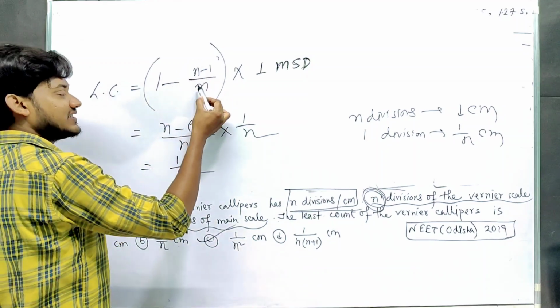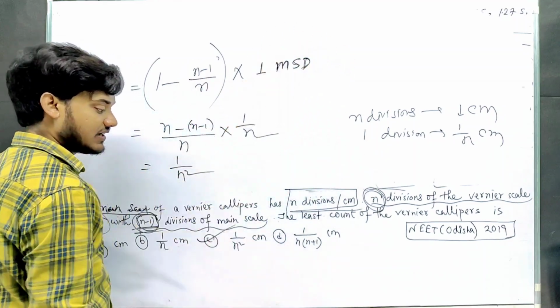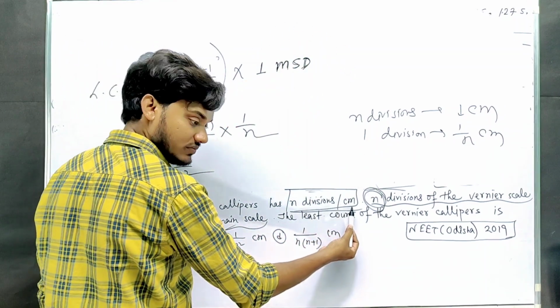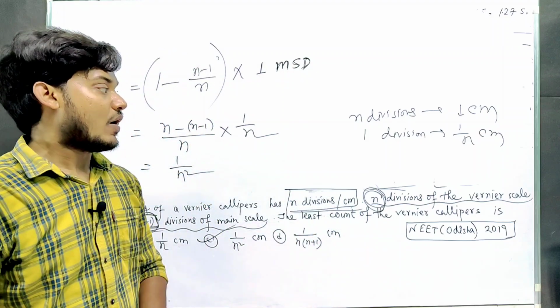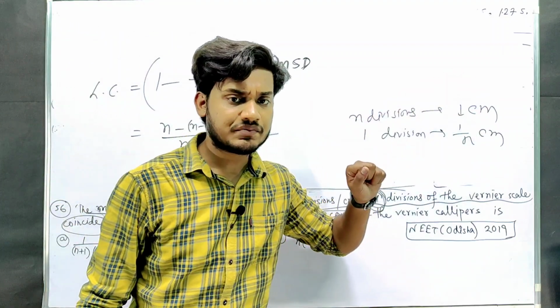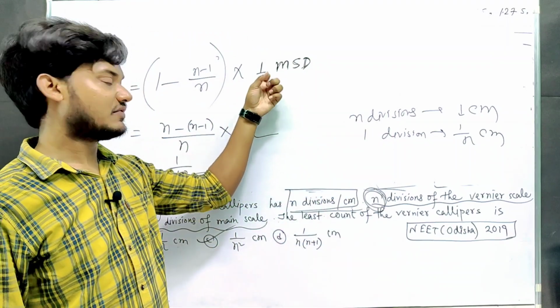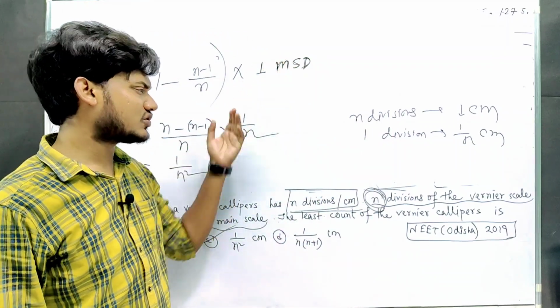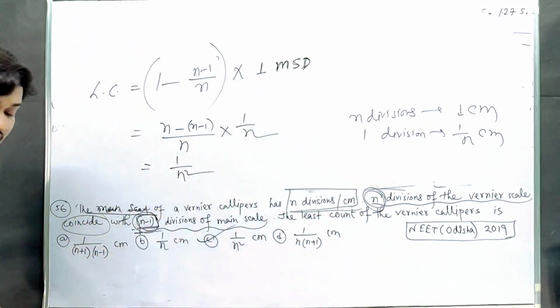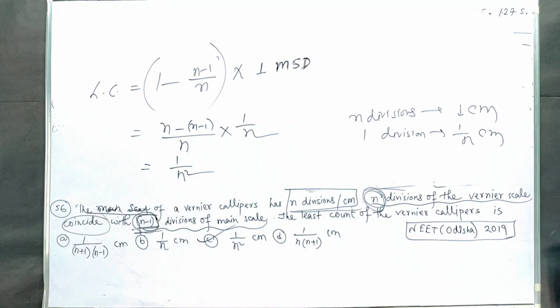1 minus kam by zyada in one main scale division. Here n divisions per cm. What does this mean? n divisions equal 1 cm. So 1 division will be 1 by n cm. So you have to put it here: 1 MSD, 1 main scale division equals 1 by n cm. Okay? So this is the right answer.